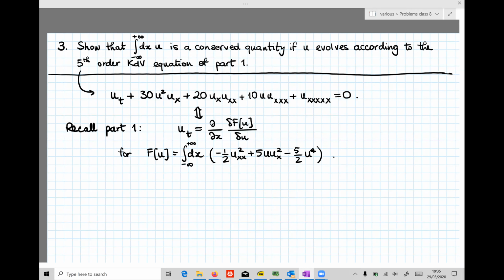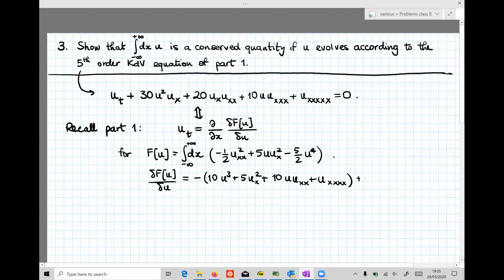And the current, when we set c equal to 0, so the partial derivative of f with respect to u, when we set c equal to 0, was equal to minus 10 u cubed plus 5 ux squared plus 10 uxx plus the fourth derivative, and then we had plus c, but we set c to 0. So now we can identify this with minus the current in the continuity equation. And then u would be equal to rho.